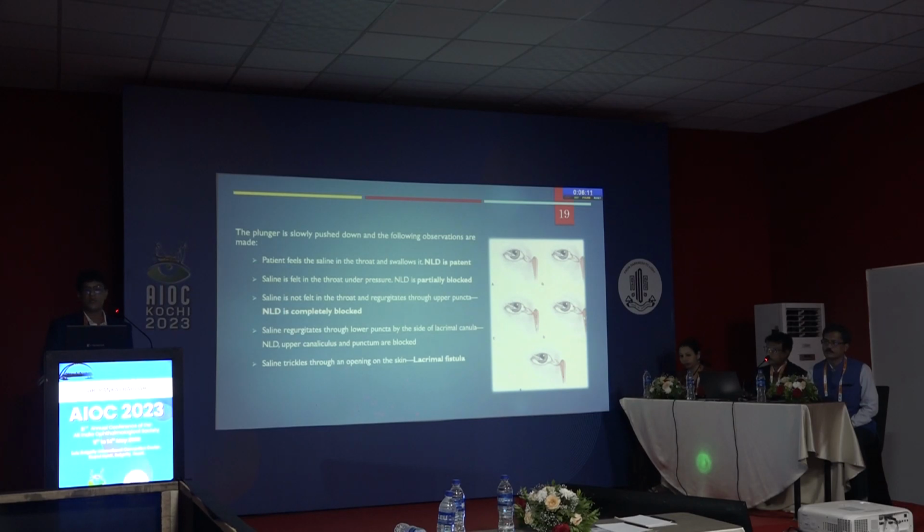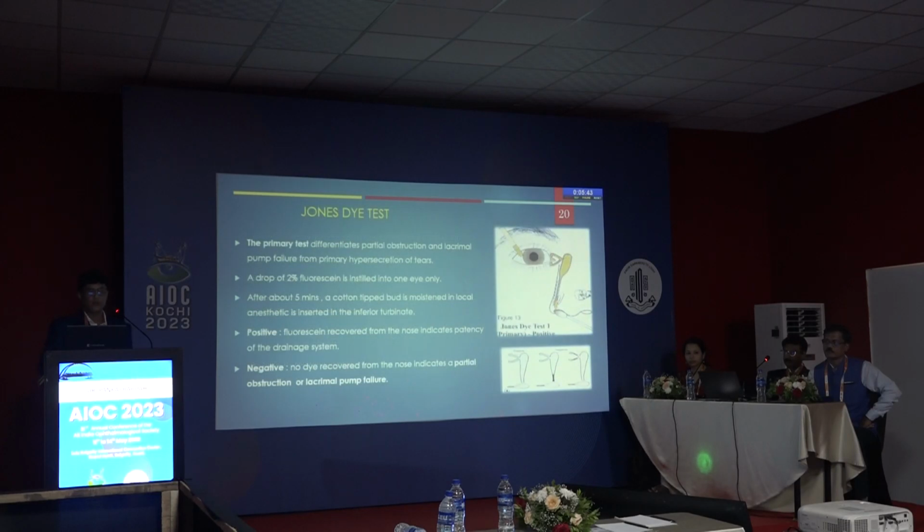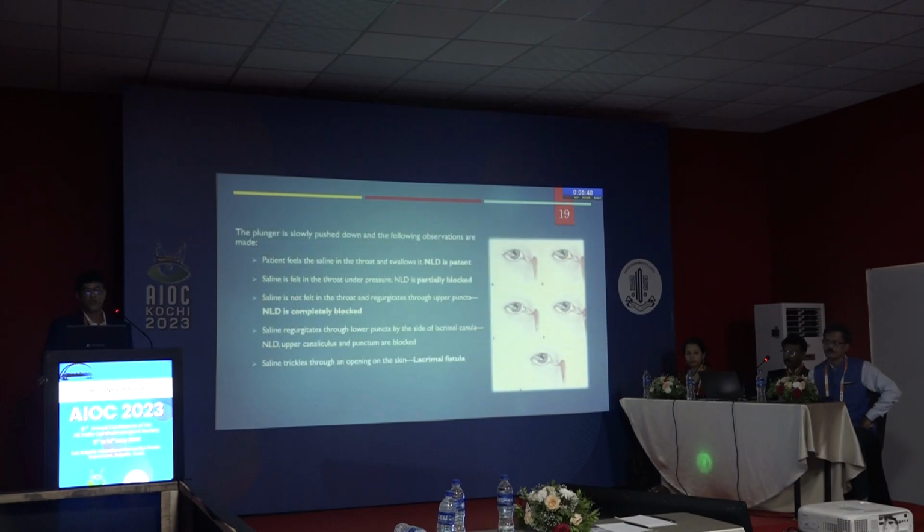If the patient feels the saline in the throat, the nasolacrimal duct system is open. If saline is felt in the throat only under pressure, the NLD is partially blocked. If saline is not felt in the throat and regurgitates through the upper punctum, the NLD is completely blocked. If saline regurgitates through the lower punctum by the side of the cannula, then the nasolacrimal duct, upper canaliculus and punctum are blocked. If saline trickles out through the skin, there is a fistulous opening in the sac.